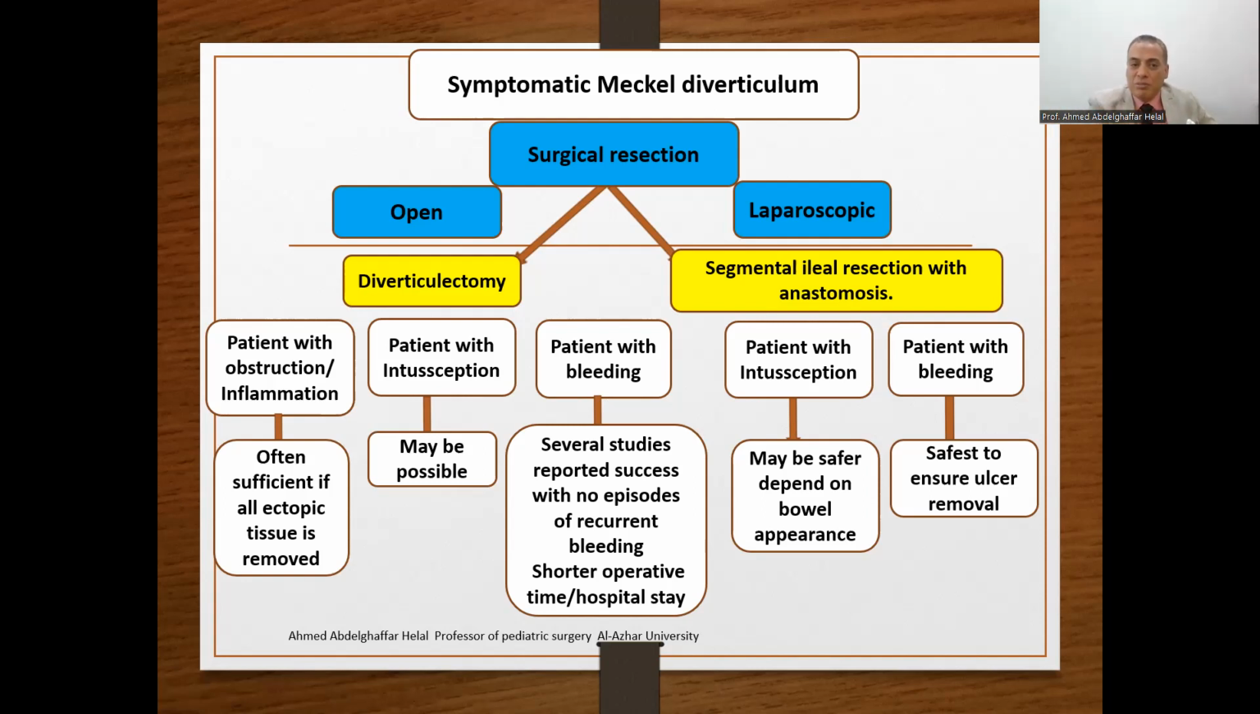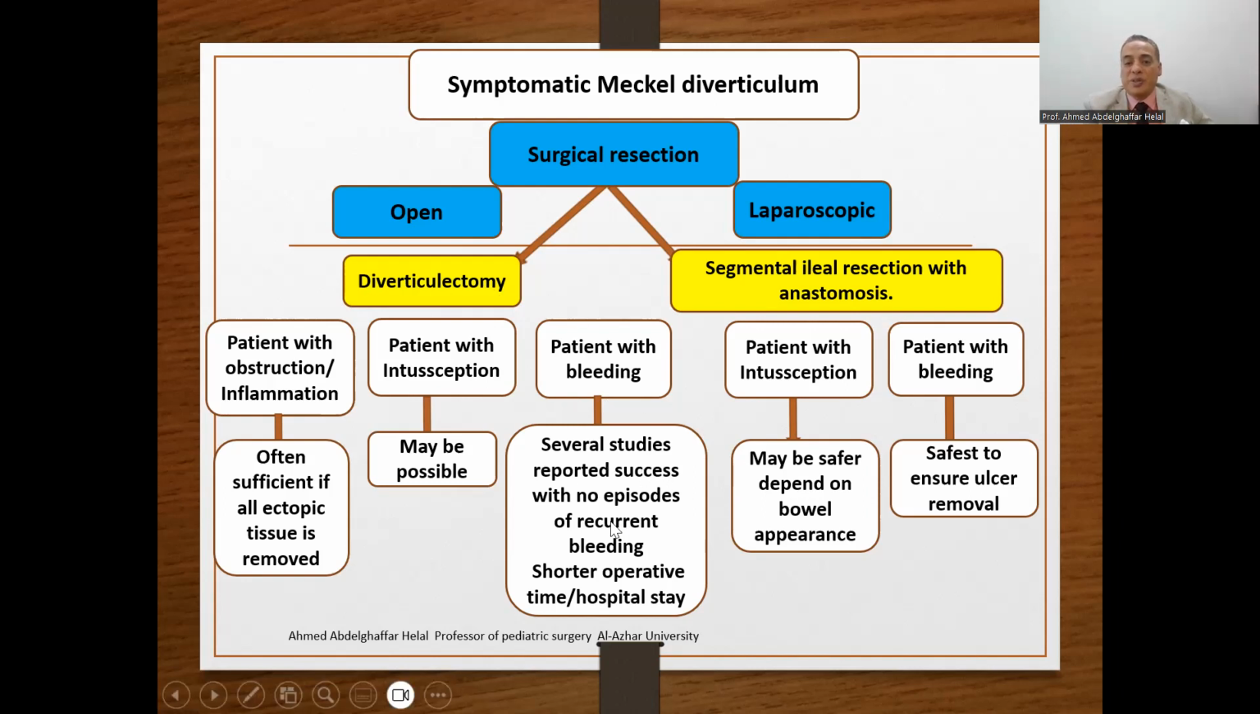Obstruction or inflammation, often sufficient if the pediatric surgeon is sure that all ectopic tissue is removed. Intussusception, we have two options. Removal of the diverticulum may be possible. However, segmental ileal resection is safer, depending on the bowel appearance. So the pediatric surgeon may perform removal of the diverticulum only or segmental ileal resection if the case is intussusception due to Meckel diverticulum. Bleeding, maybe remove the diverticulum, yes.